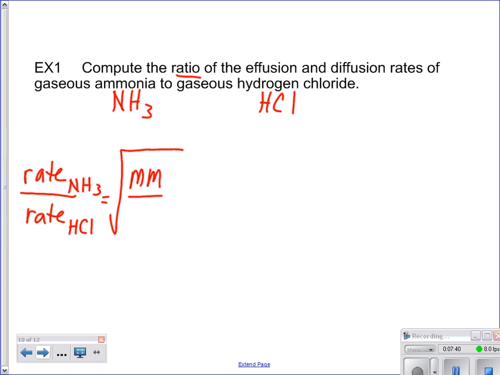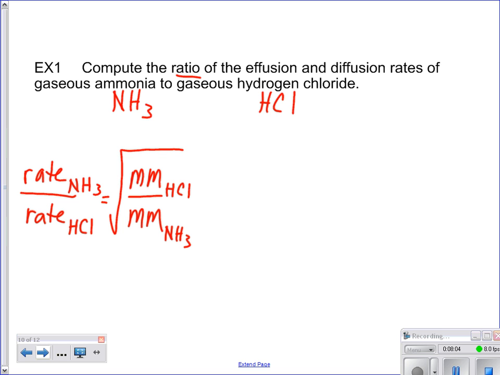Molar mass. Hey, which molar mass should go on top? Which substance? HCl. Good. So that's the important part, is making sure. Actually, this time it did matter, because it wanted me to compare ammonia to hydrogen chloride. But making sure that you get that set up correctly to where they're opposite of one another.